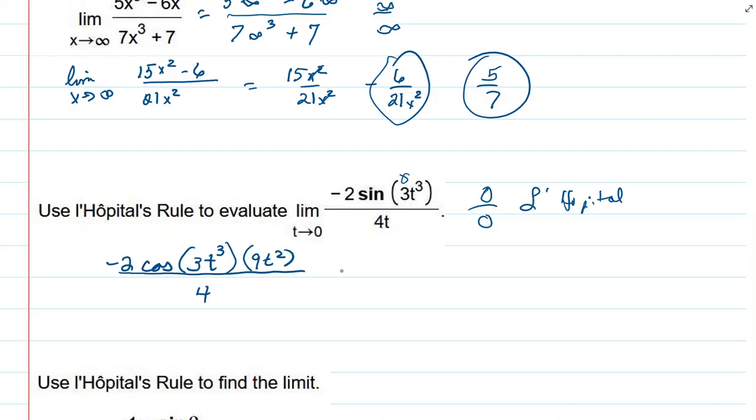So I'm going to end up with that looks like a -18t squared cosine of 3t cubed all over 4. All right. So at this point, I don't even have to do the math. What is it if I put in 0 for t? I'm done.